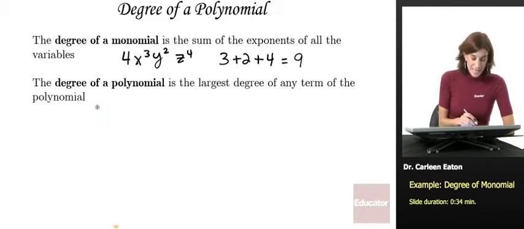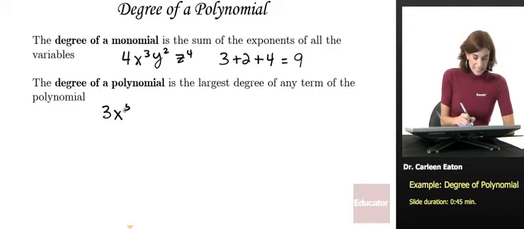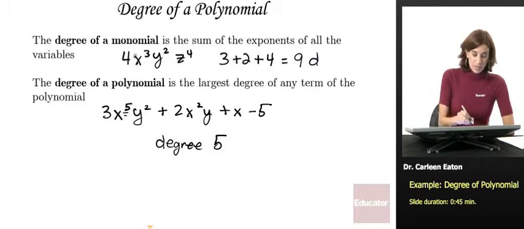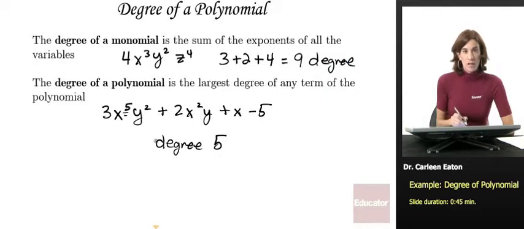Polynomials are handled differently. In a polynomial, the degree of the polynomial is the largest degree of any term of the polynomial. So you don't add up the exponents in this case, you just take the largest degree out of the terms. For example, if you had the polynomial 3x to the 5th y squared plus 2x squared y plus x minus 5, I'm going to look and say, okay, the largest exponent is 5. I have x to the 5th. Therefore, the degree here is going to be 5. So for a monomial, you add the exponents of all of the variables to get the degree. For a polynomial, you just take the largest degree of any term in the polynomial.